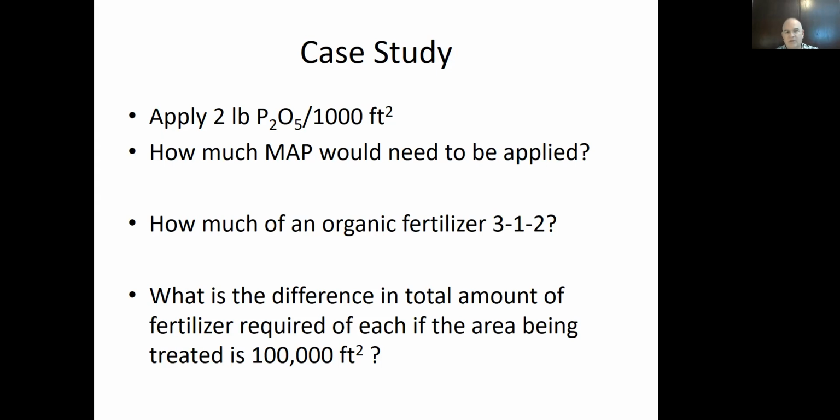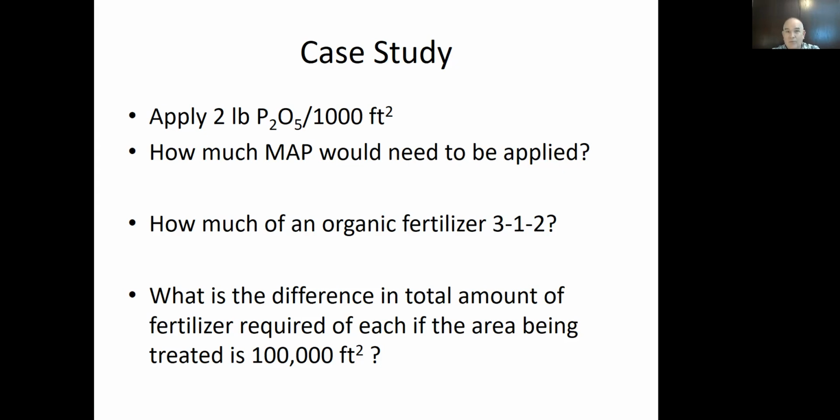Here's another one. If I wanted 2 pounds of P2O5 per 1,000 square feet, how much MAP would need to be applied? Well, I would do the same thing. I take 2 pounds per 1,000 square feet. I multiply it by the size of my yard or garden. And then I would divide it by MAP, which I told you previously was 52%. So I'm going to divide it by that to get that number. So let's say my garden was 1,000 square feet. So 2 pounds divided by 0.52 is roughly 4 pounds of MAP that I would need in order to get 2 pounds of P2O5.